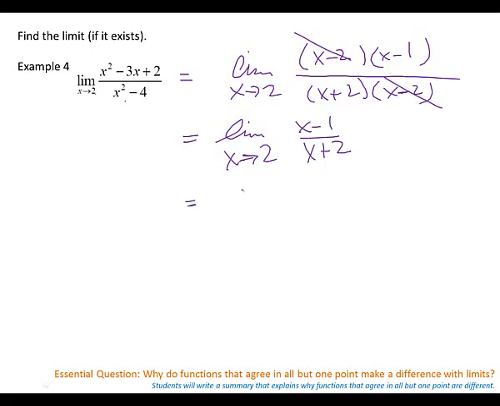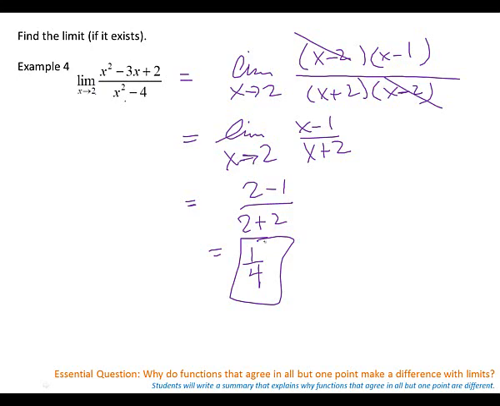Okay, what am I going to do with that 2 now? Sub it in. So I've got 2 minus 1 over 2 plus 2. What's 2 minus 1? 1. What's 2 plus 2? 4. So 1/4. Alright, there's another one there.